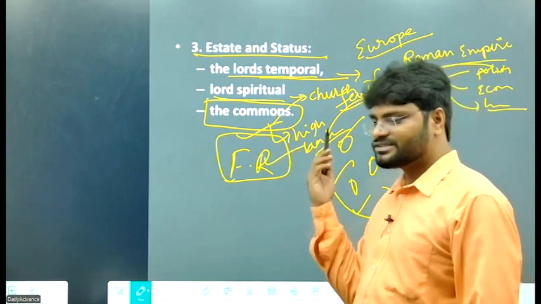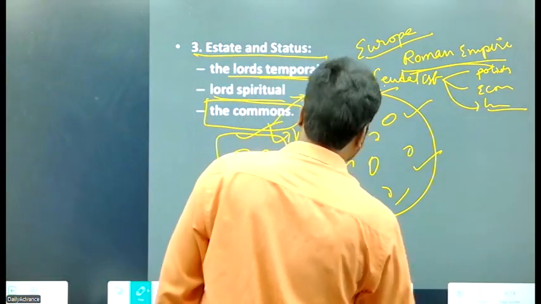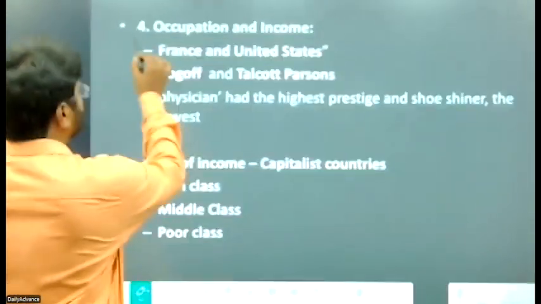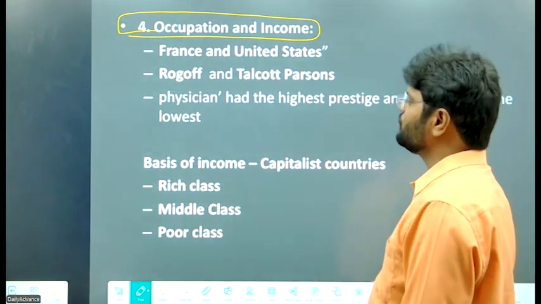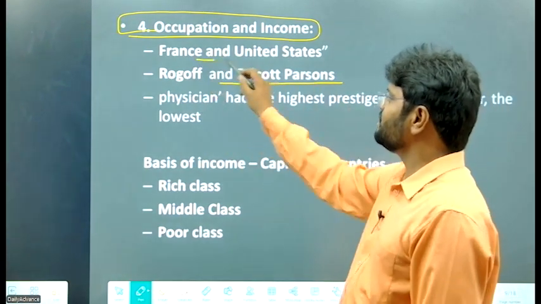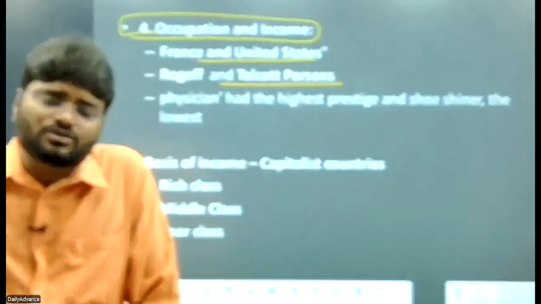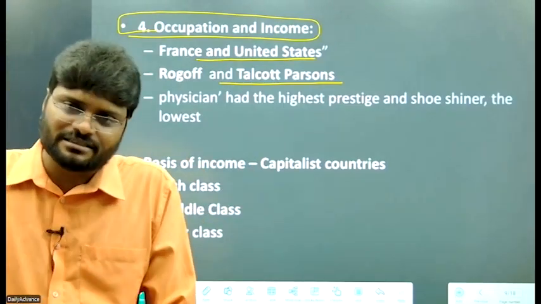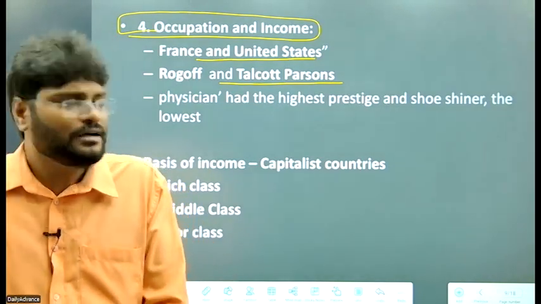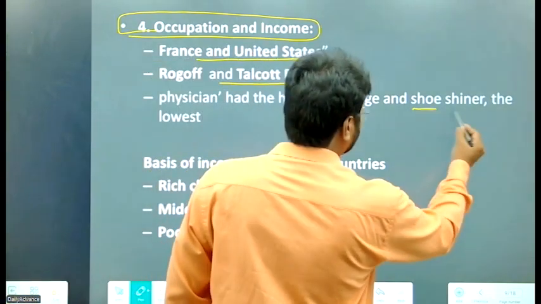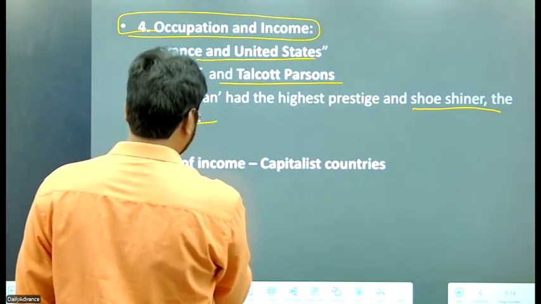Understand? So this kind of stratification we saw in Western as well as Southern Europe. Now the fourth one: occupational as well as income based. It was the result of the birth of the Industrial Revolution, especially in Western societies. Rogoff as well as Talcott Parsons studied occupational stratification in France as well as the United States. They understood that the physician's position was highest in prestige socially, with the highest earning and highest social respect. The shoe shiner has the lowest earning as well as the lowest social respect and status.